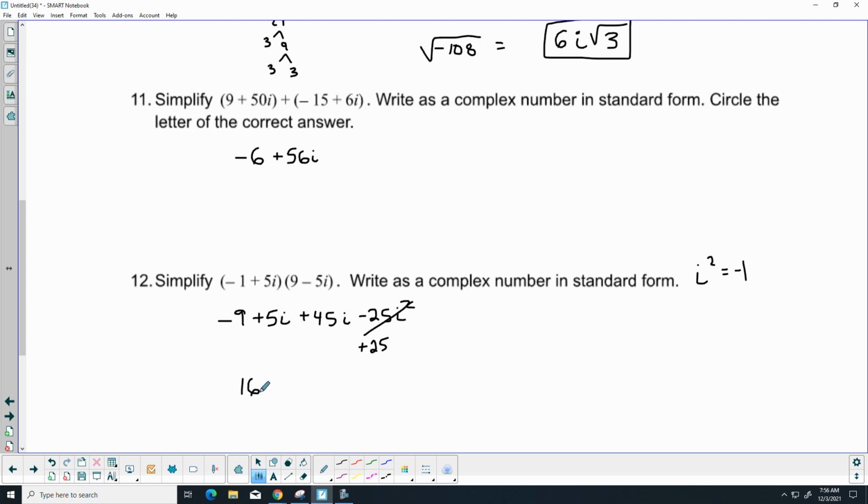5i plus 45i is 50i. And that's going to be my final answer.